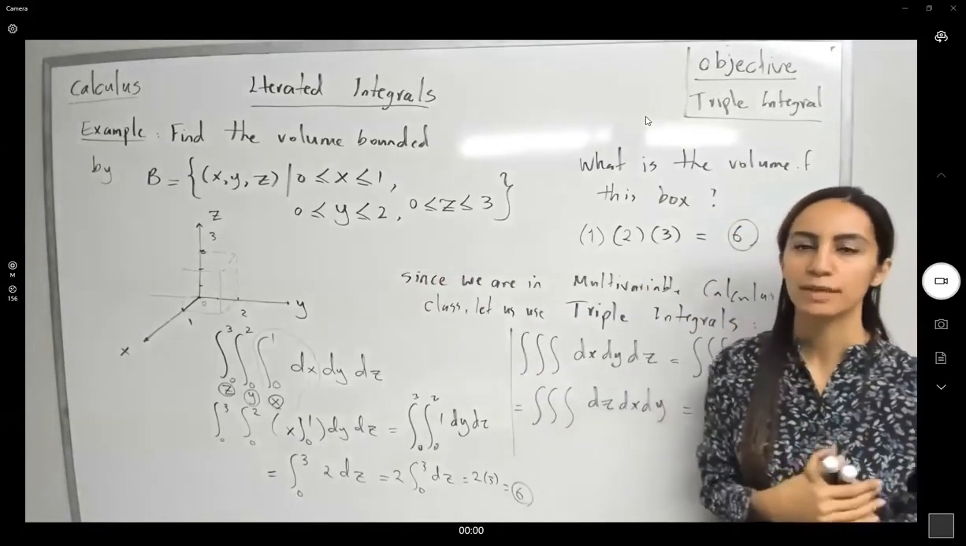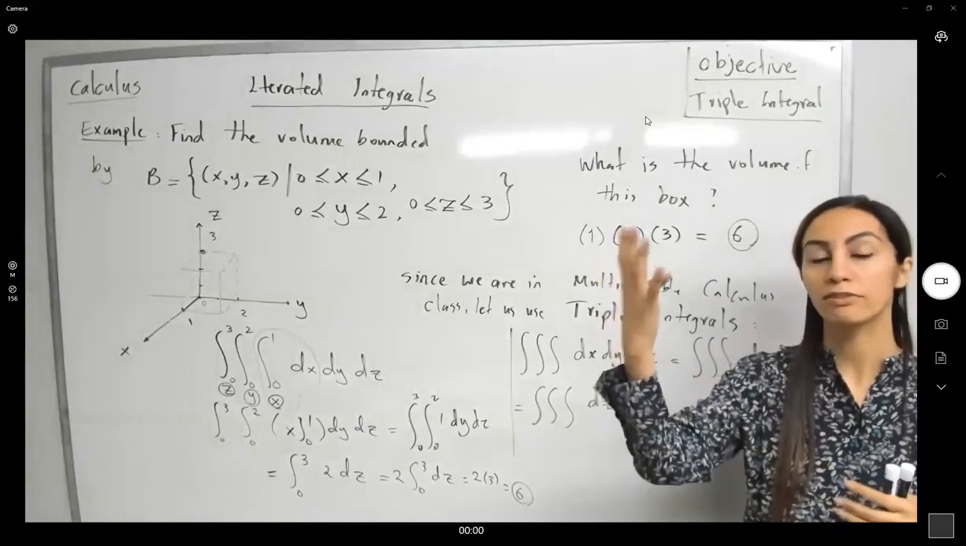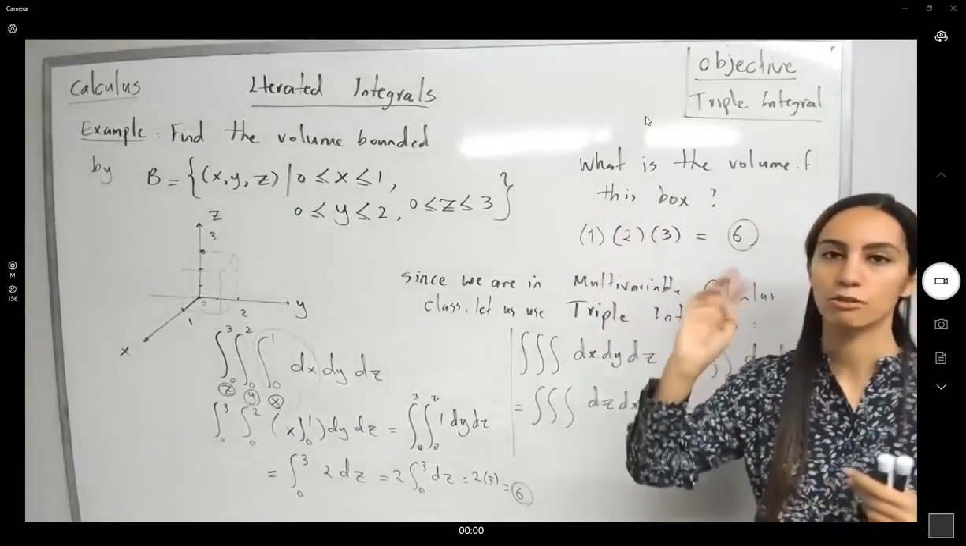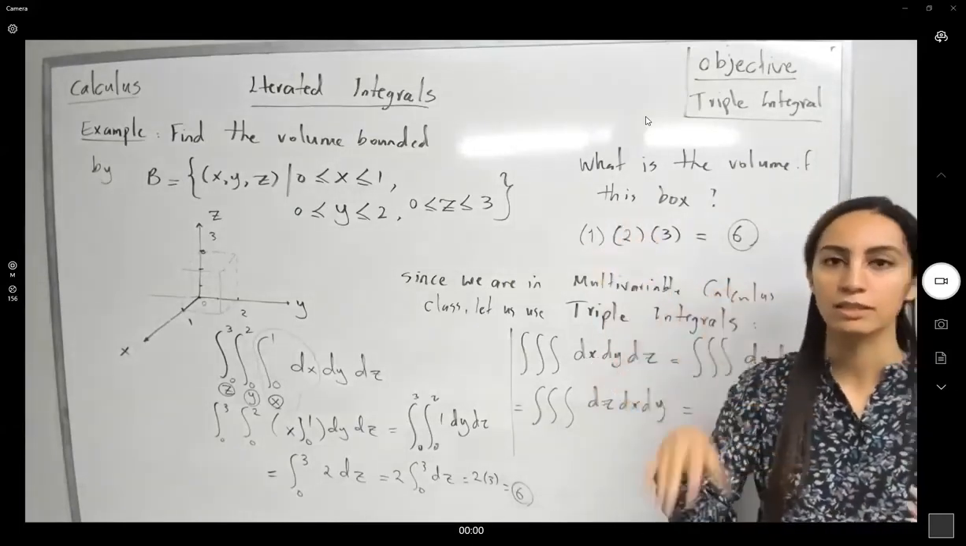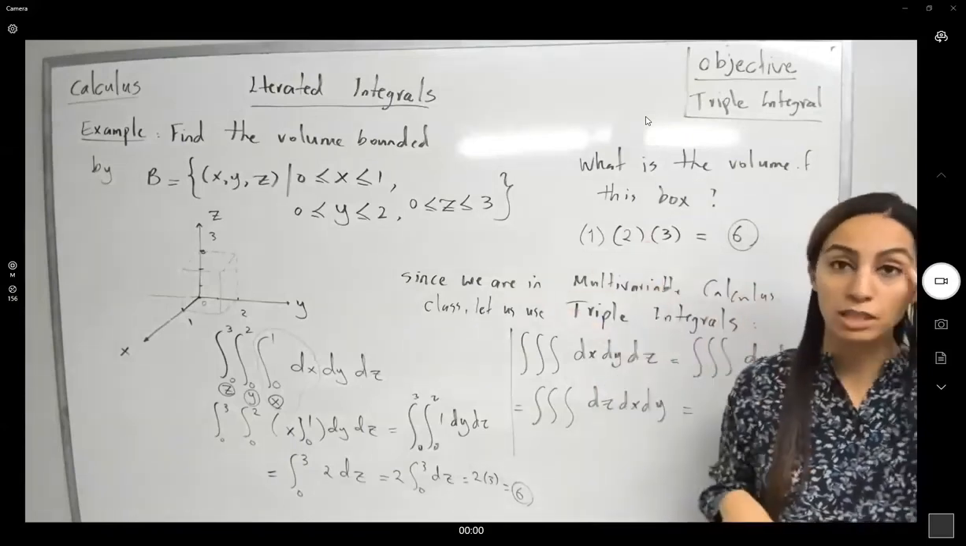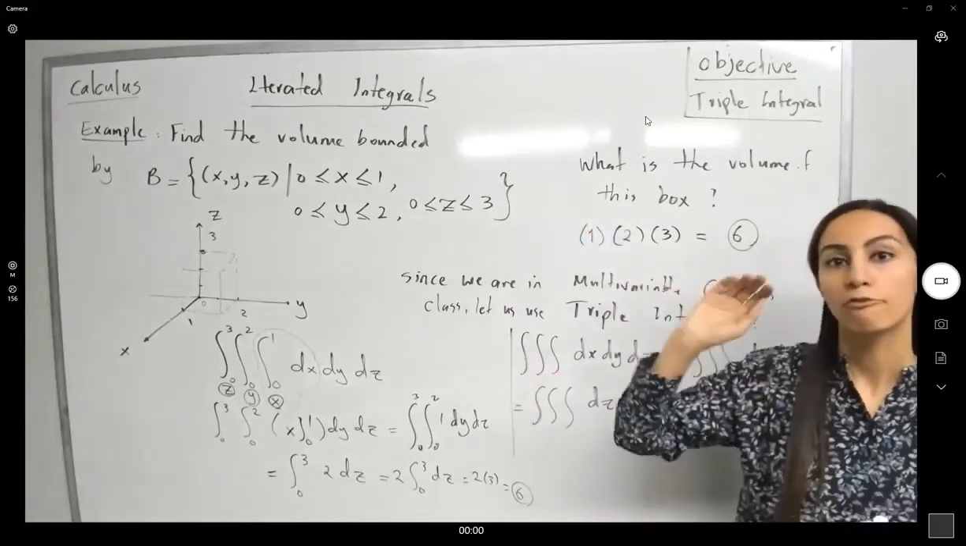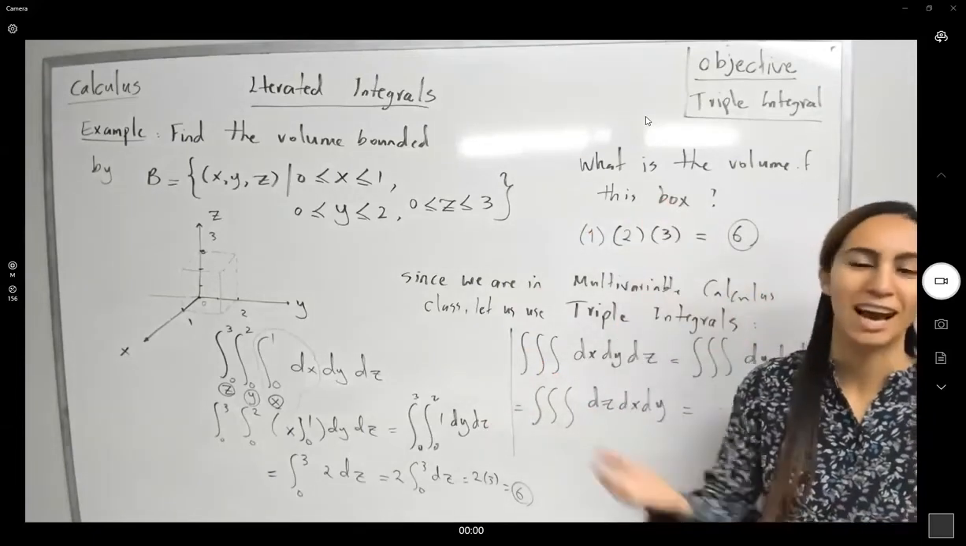So think about it this way. If you want to generalize the idea, if you have 4 different variables, you're going to define an iterated integral with 4 integrals. If you have 5 different variables, you're going to generalize the idea to iterated integrals with 5 integrals, and so on.